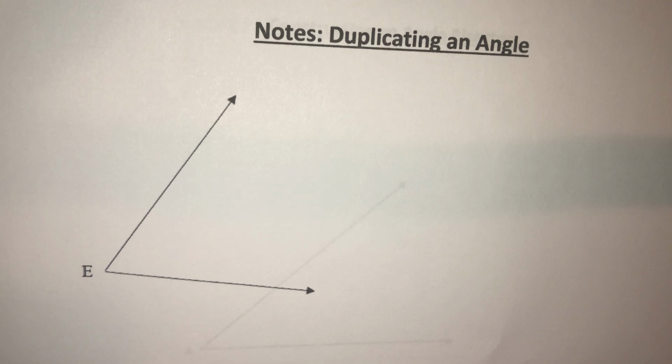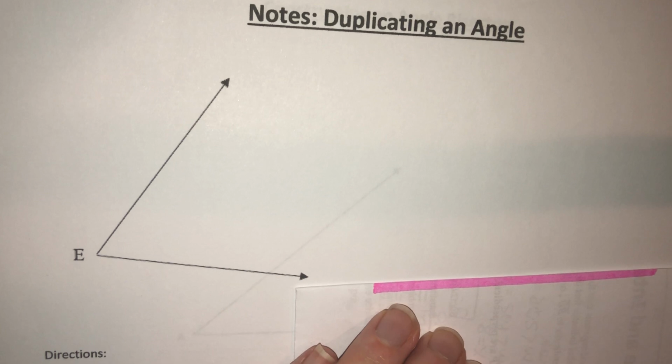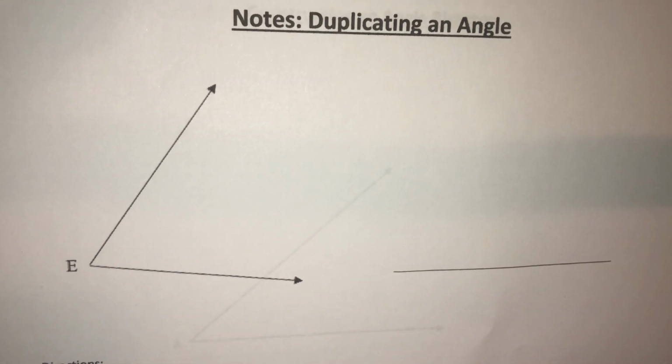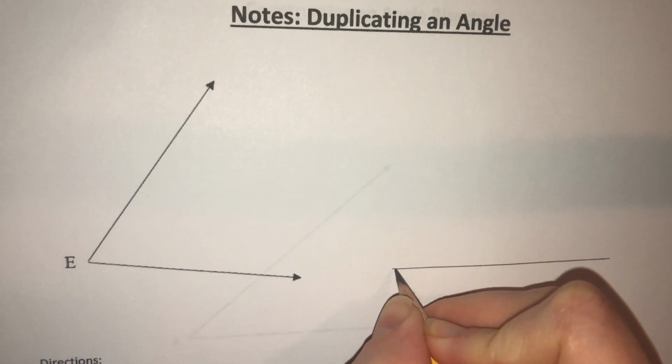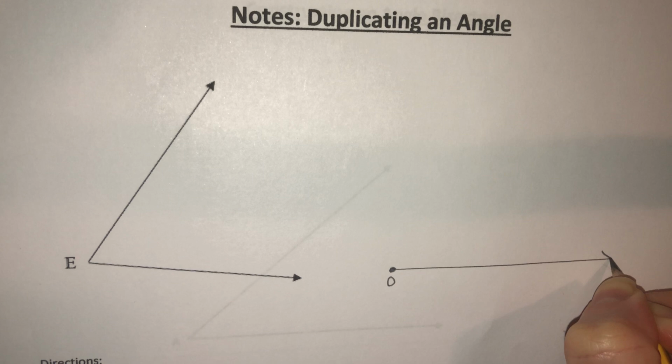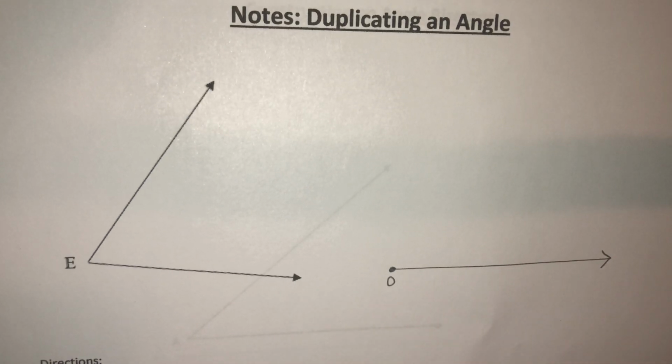So we're going to start by drawing a ray with an endpoint O. So I'm going to use my fancy folded up paper straight edge here. Works pretty good. To make an endpoint of O, and put the arrow over here. There's my ray, endpoint O.